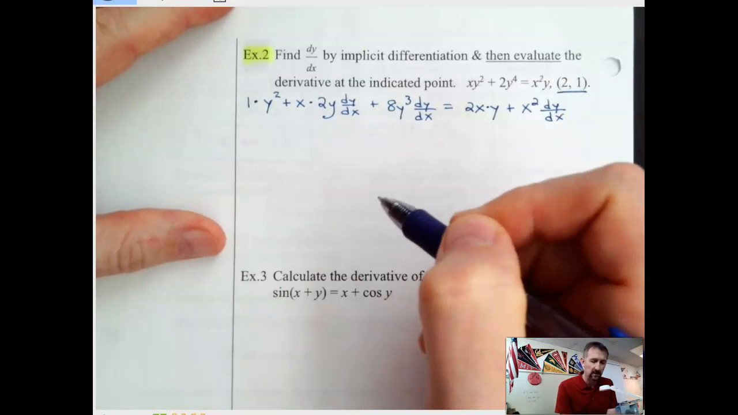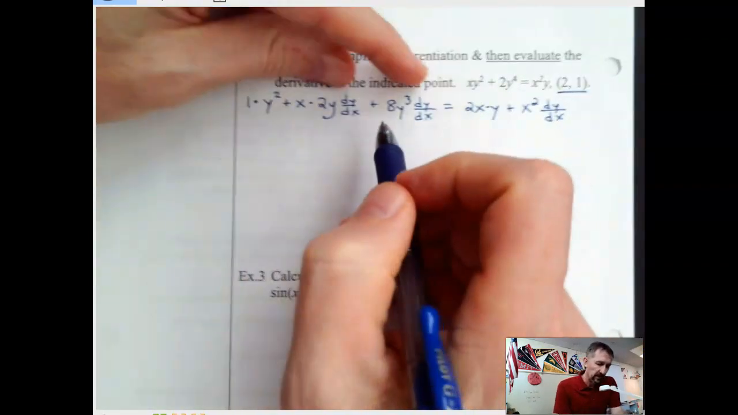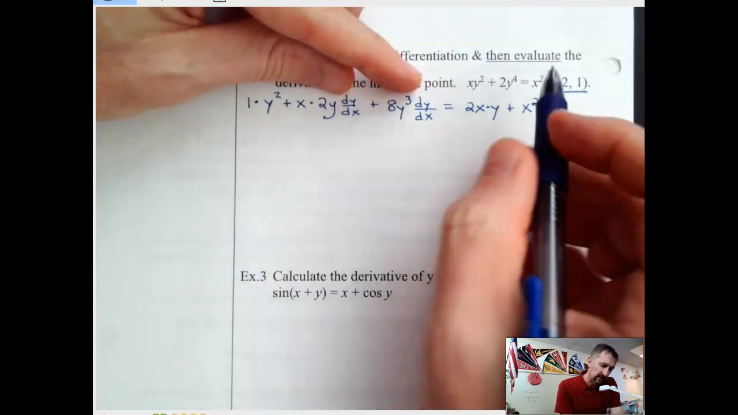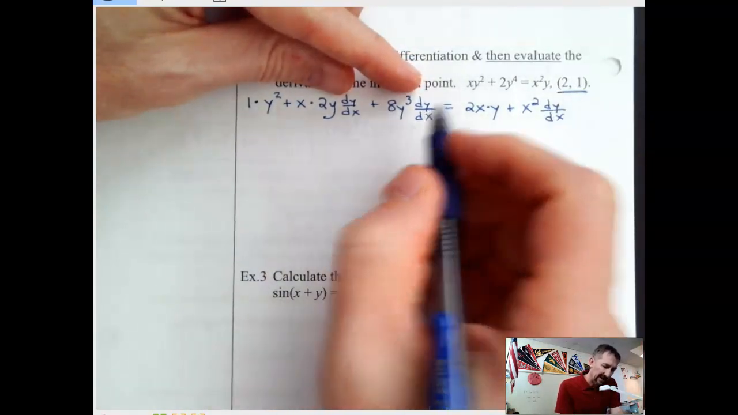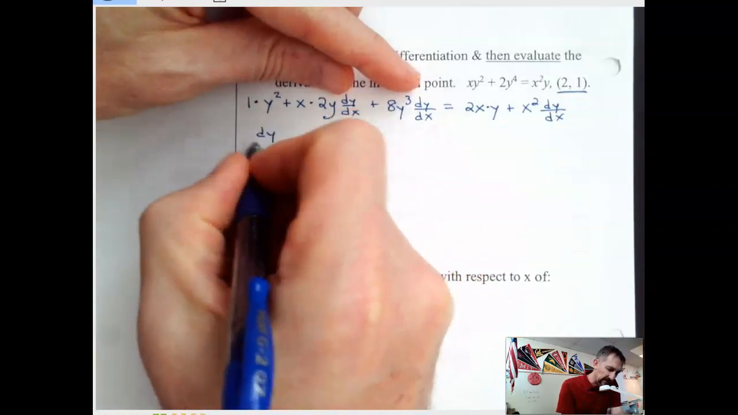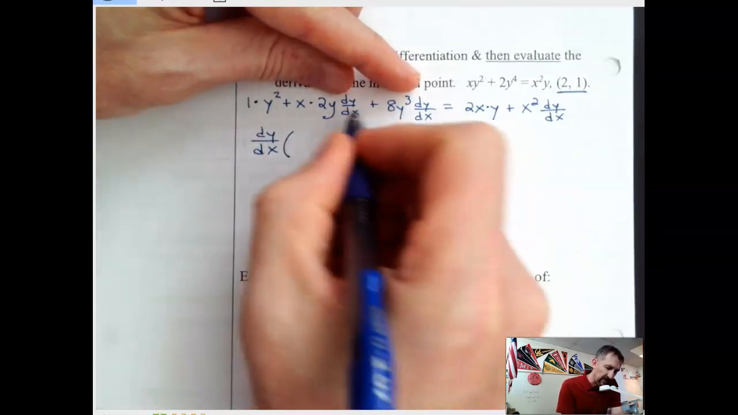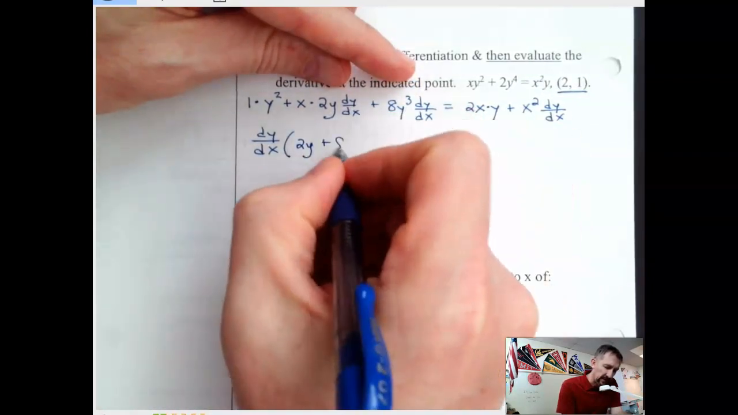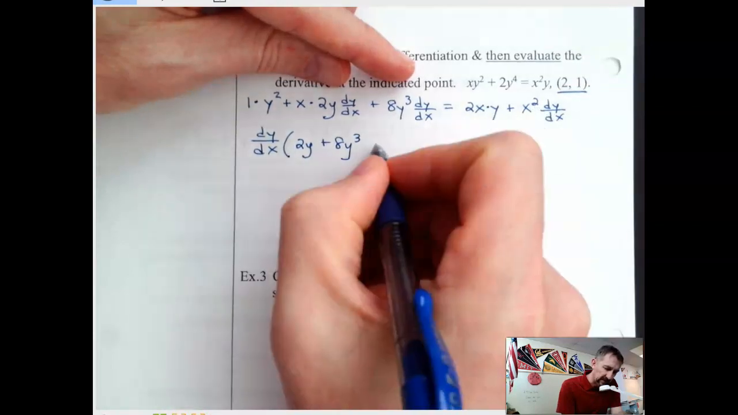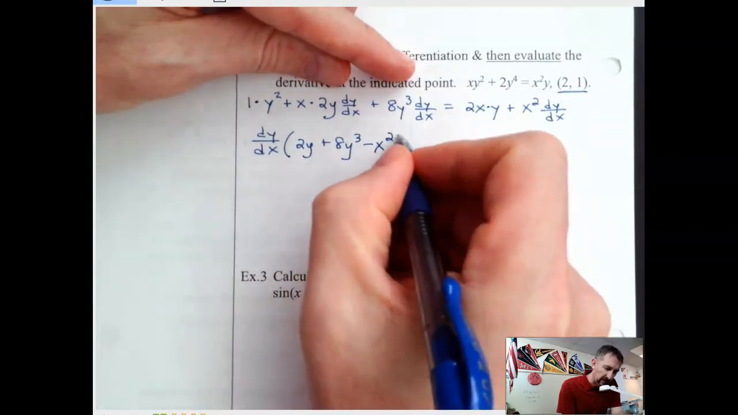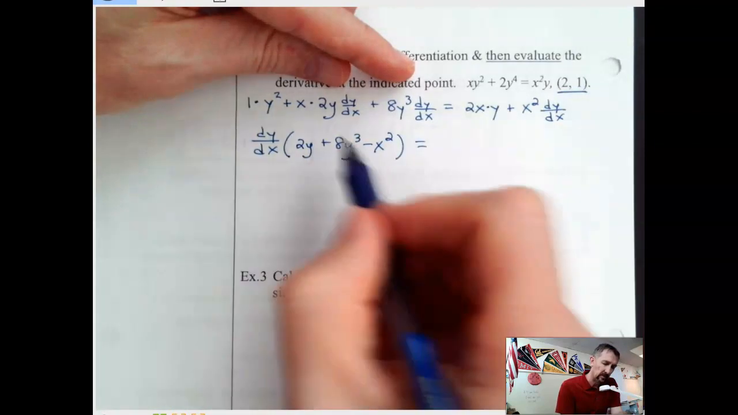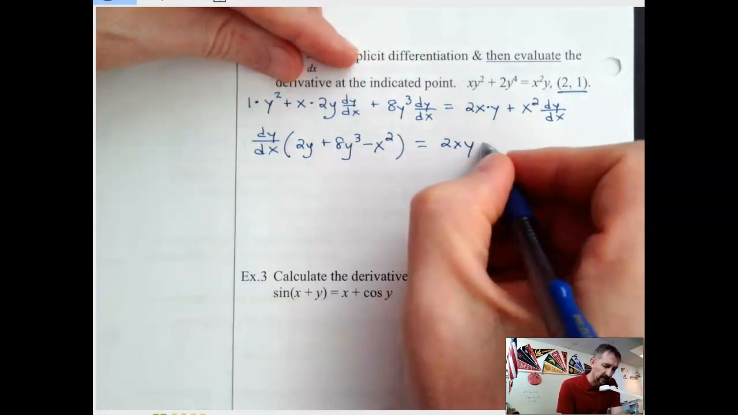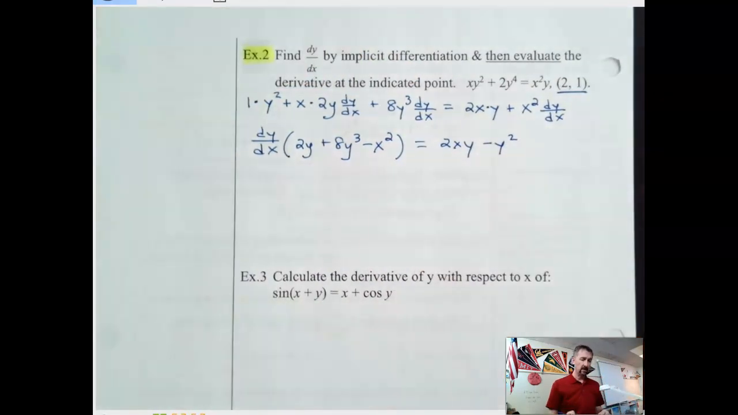The rest of this is just algebra. So, I can see that I have 3 terms with dy dx in them. So I'm going to subtract this over here, and I'm going to factor out dy dx at the same time. So if I divide this by dy dx, I have 2y, and this is going to be 8y cubed. And if I subtract this over here, that's going to be minus x squared. Okay, so all those together. Now on this side, I have 2xy, and I'm going to subtract this over here.